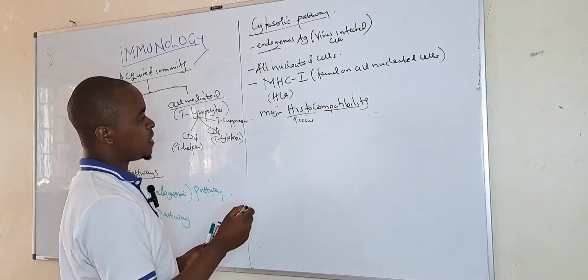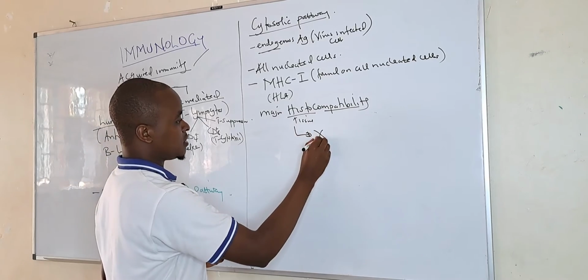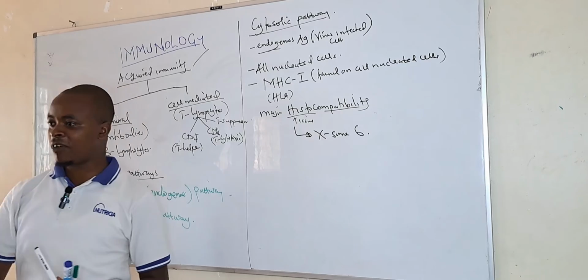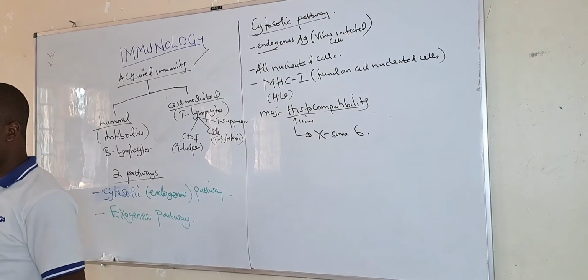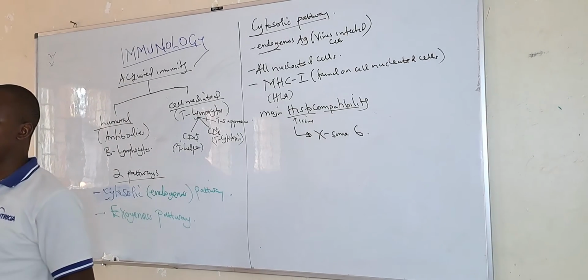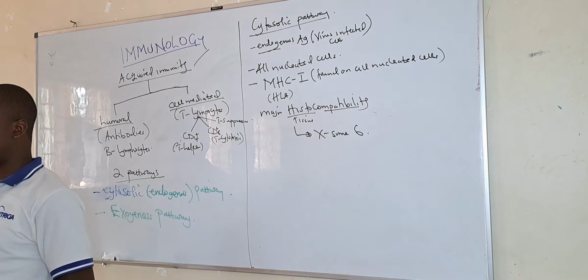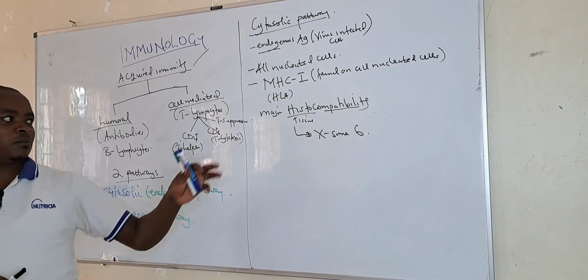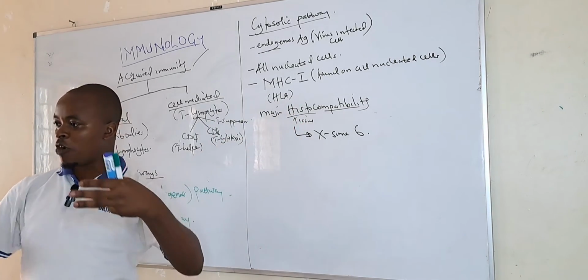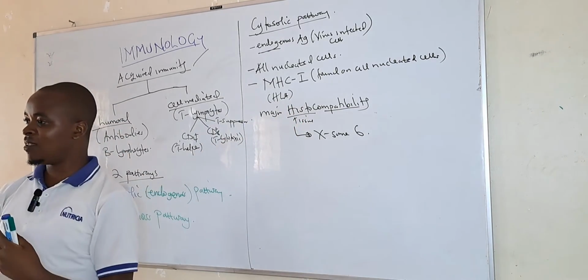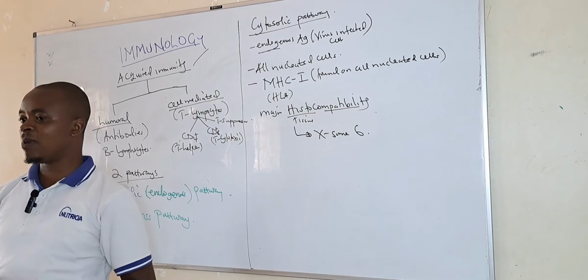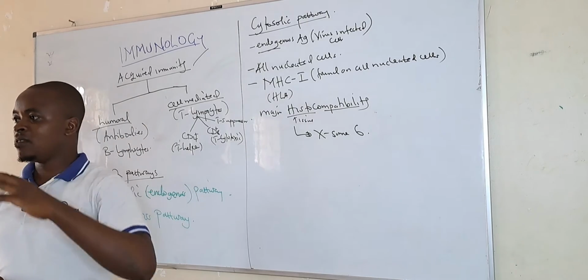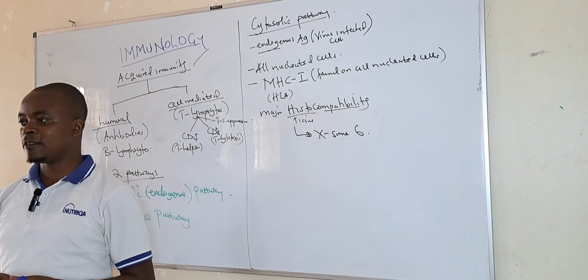This major histocompatibility is manufactured on chromosome number 6. And it differs from individual to individual. It is hard to find mine resembling yours. So for you to donate a kidney to me, your tissues must be compatible with mine, meaning the major histocompatibility should be matching.